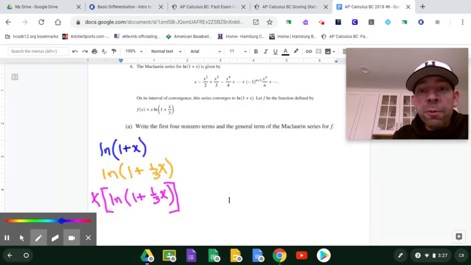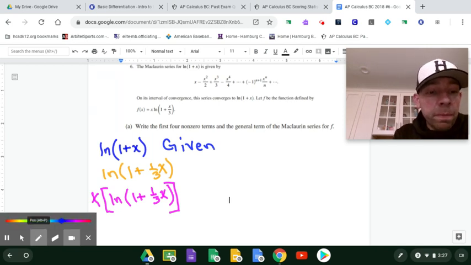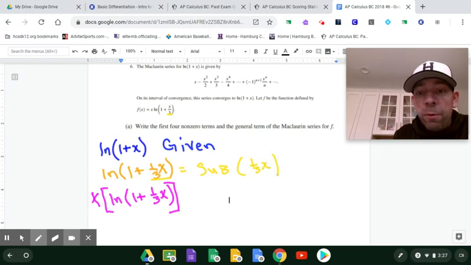Okay, so here's my overarching game plan. First of all, we've been given this natural log of 1 plus x, and this one's building off of that. The first thing you're going to see me do is write this orange function. You'll notice I took this x over 3 and rewrote it as 1/3 times x. And to create that, I'm going to substitute the quantity 1/3 x in for each x.